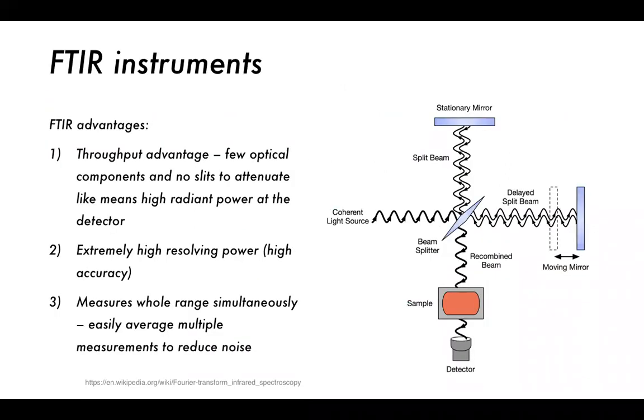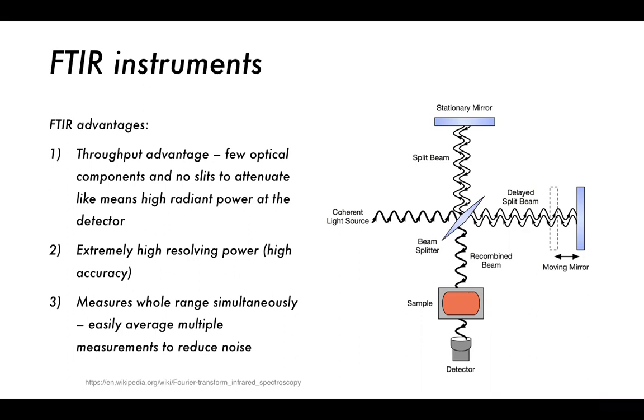So the advantages of FTIR instruments. We have a throughput advantage. We don't have a lot of optical components, just two mirrors, one of which moves. There are no slits to attenuate, which means that we have high radiant power at the detector. One of the problems with the dispersion instrument is that we have the monochromator, which needs to be calibrated. We need to make sure that all of the mirrors are in the correct place and that everything is moving as it's supposed to be moving, and not incorrectly. Otherwise we're not measuring the wavelength that we think we're measuring, but actually a different one, things like that.